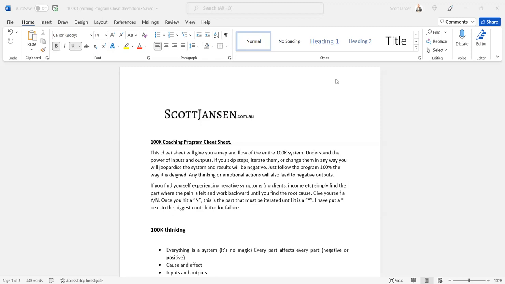So when you're experiencing a negative output, which would be like no clients, not making money, niche is not working, you have a way to track backwards. That's the key word here, track backwards to see where it went wrong. And what I mean by where it went wrong is where you made the wrong decision.